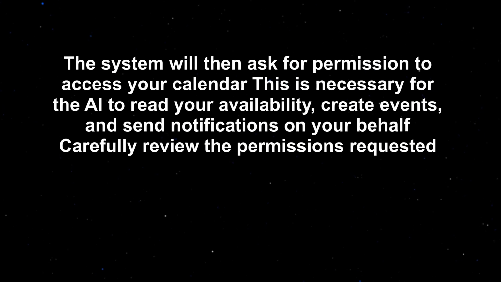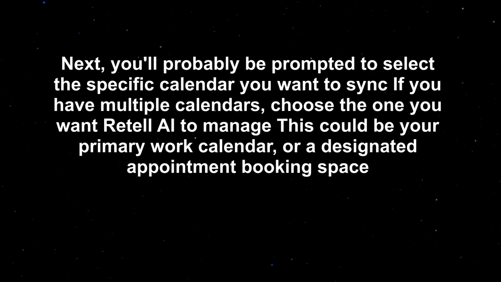The system will then ask for permission to access your calendar. This is necessary for the AI to read your availability, create events, and send notifications on your behalf. Carefully review the permissions requested. Next, you'll probably be prompted to select the specific calendar you want to sync. If you have multiple calendars, choose the one you want Retell AI to manage. This could be your primary work calendar or a designated appointment booking space.